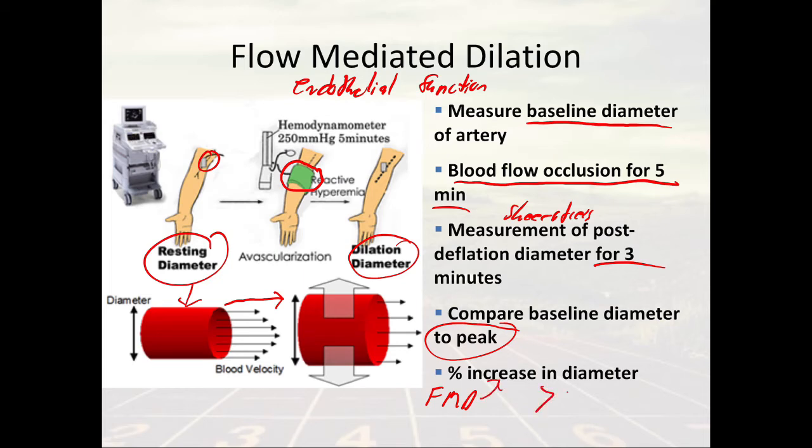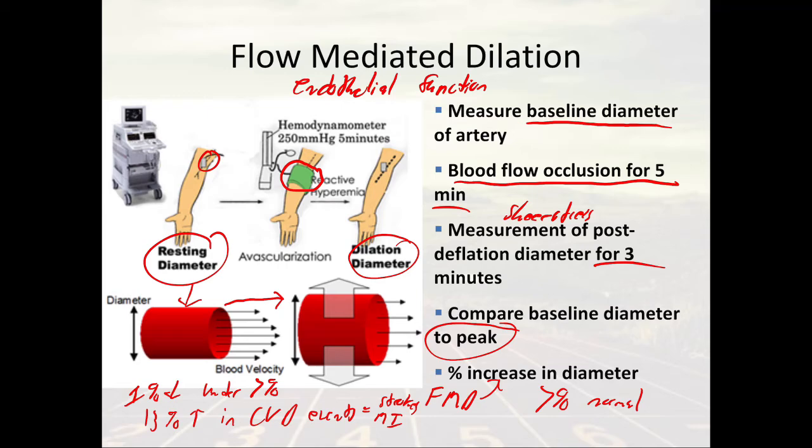So 7% looks like about normal, and the wild part about this measurement is for every 1% decrease under 7%, we see about a 13% increase in CVD events, which equals strokes or heart attacks. So a very predictive measurement.